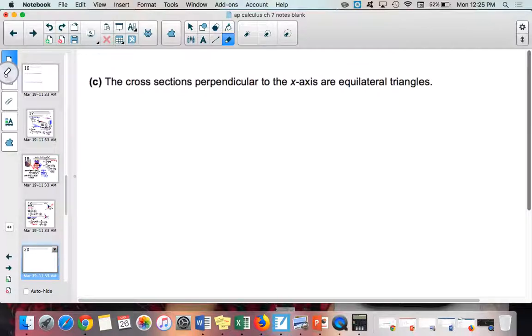Okay. So the cross sections perpendicular to the x-axis are equilateral triangles. Are we out of time already? Oh, so sad. I didn't get to this one. Oh, so fun. All right, well, we'll stop there.